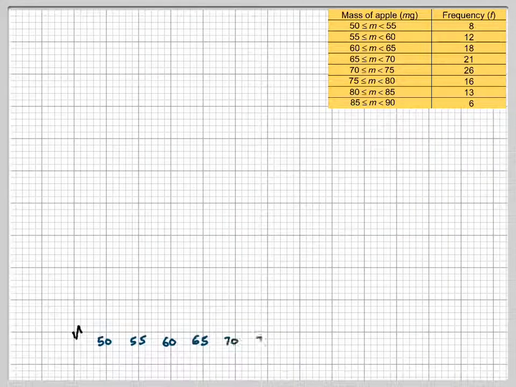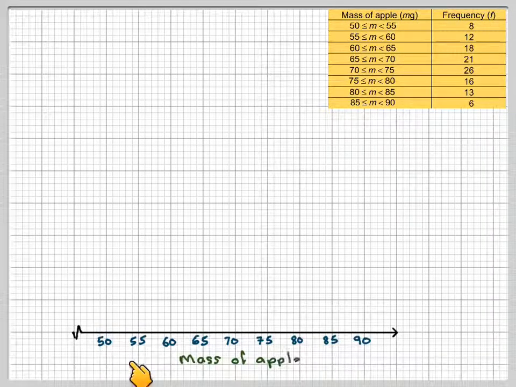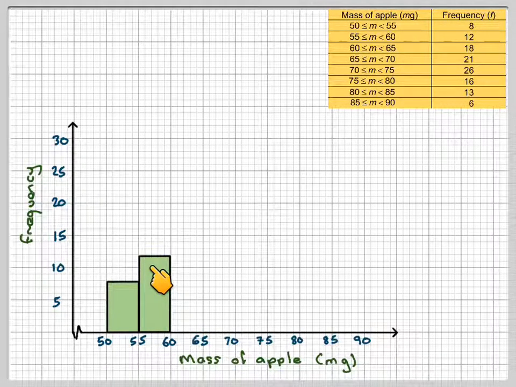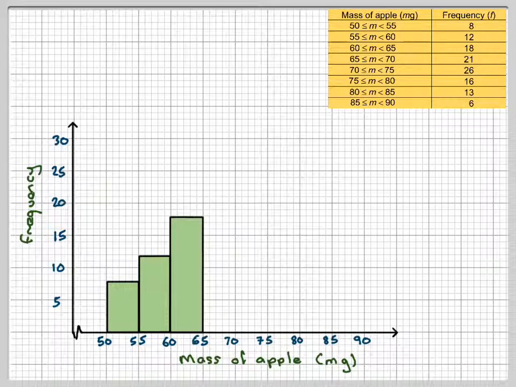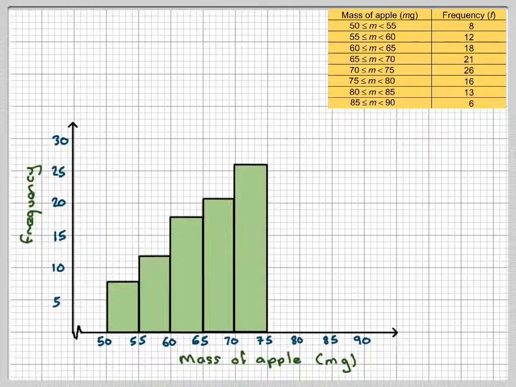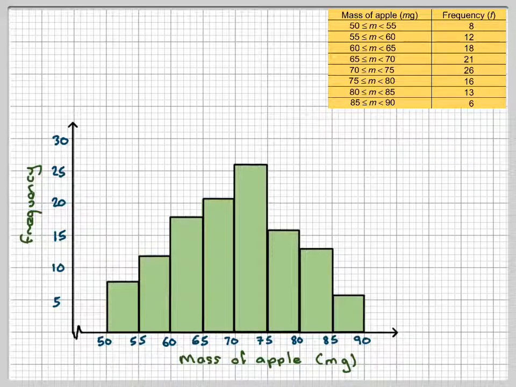Okay, so this is the original table, so you need to draw a set of axes going from 50 to 90, label the axes, and again we're going to need to go to at least 30 because the highest value here is 26. So what you need to do is draw in a bar of height 8, a bar here of height 12, a bar of height 18, a bar of height 21, a bar of height 26, a bar of height 16, a bar of height 13, and a bar of height 6.